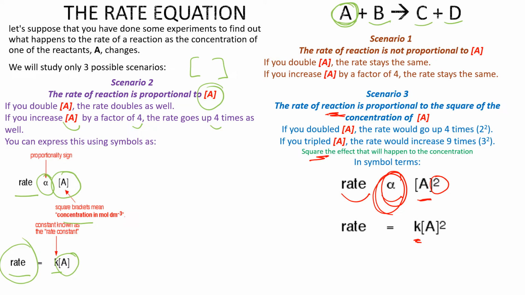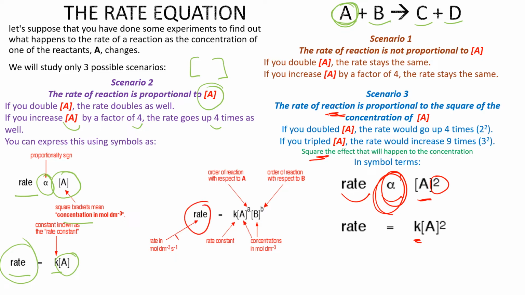Third scenario, the rate of reaction is proportional to the square of the concentration of A. So if you double the concentration of A, the rate would go up 4 times. If you triple the concentration of A, the rate would increase 9 times. We have here, this is our rate equation.